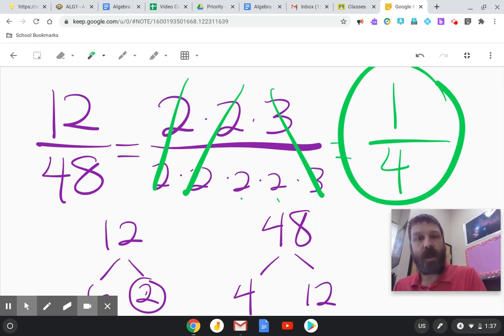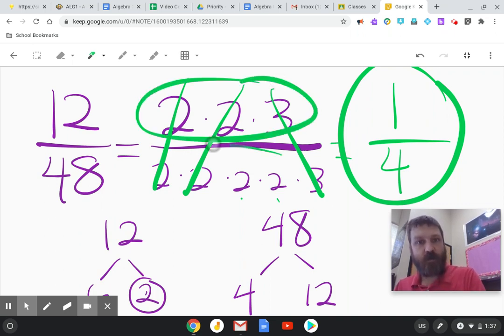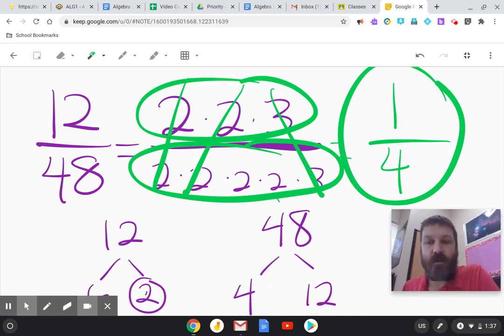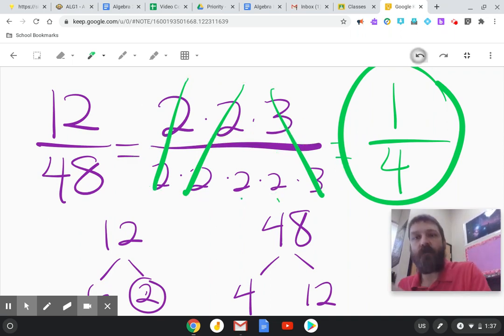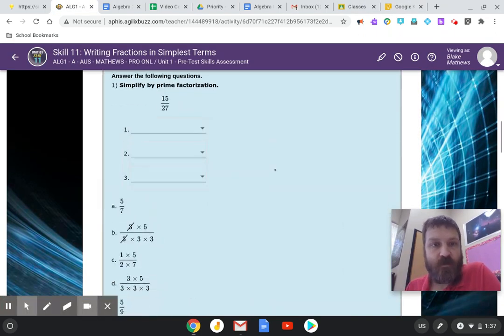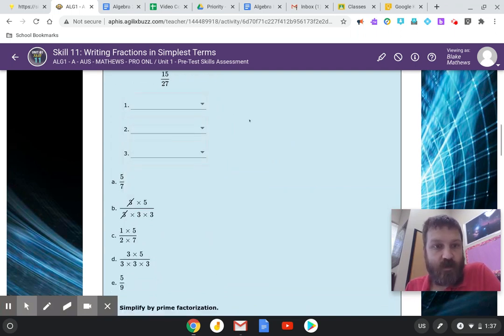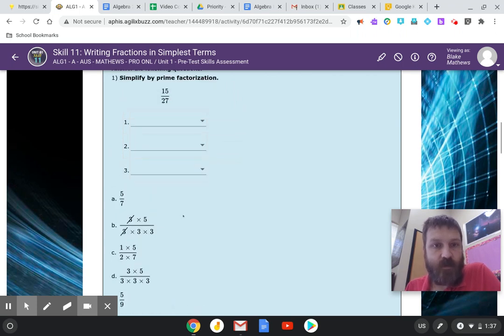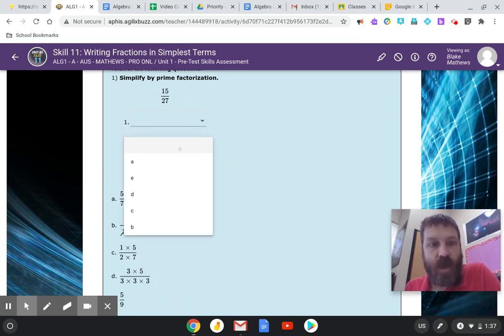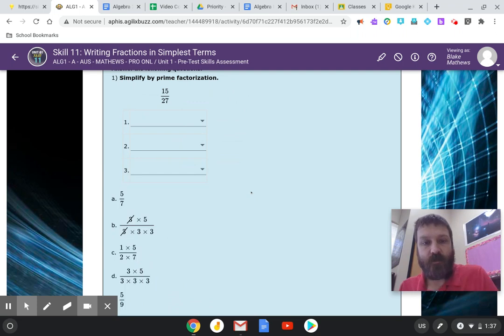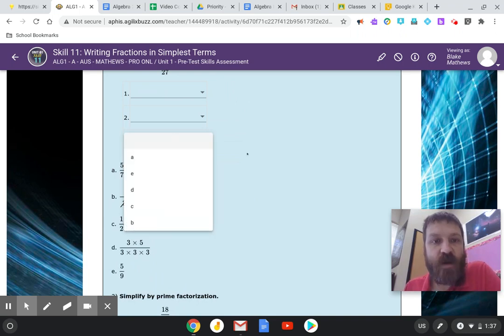So in the problem, they're going to have you identify what this is, and they're going to have you identify the actual reduced form. So you're going to need to do all of that in the problem. So let me show you what I mean. They say simplify by prime factorization. So you have to first find what the factored form is. In other words, what multiplies to make 15, what multiplies to make 27. Then you're going to put that with things canceled out. So obviously B would be your answer there. And then you're going to multiply everything back together and get the final answer.